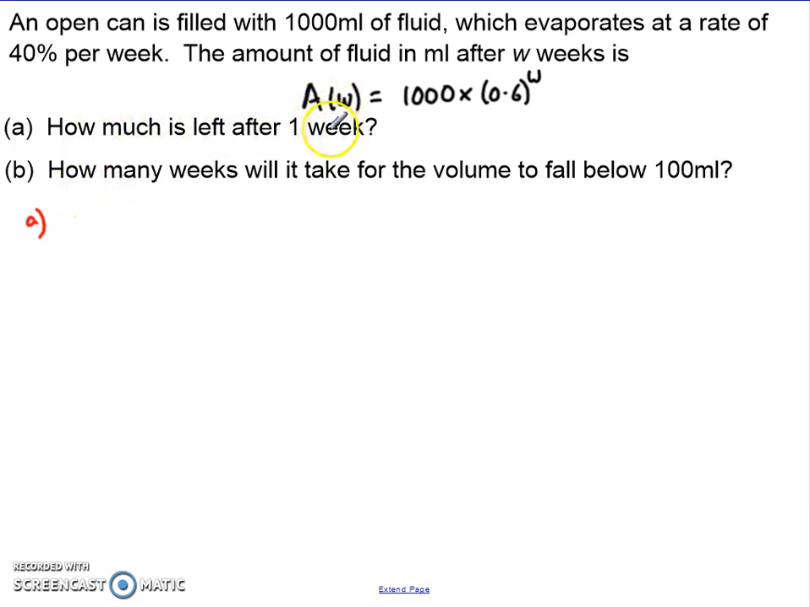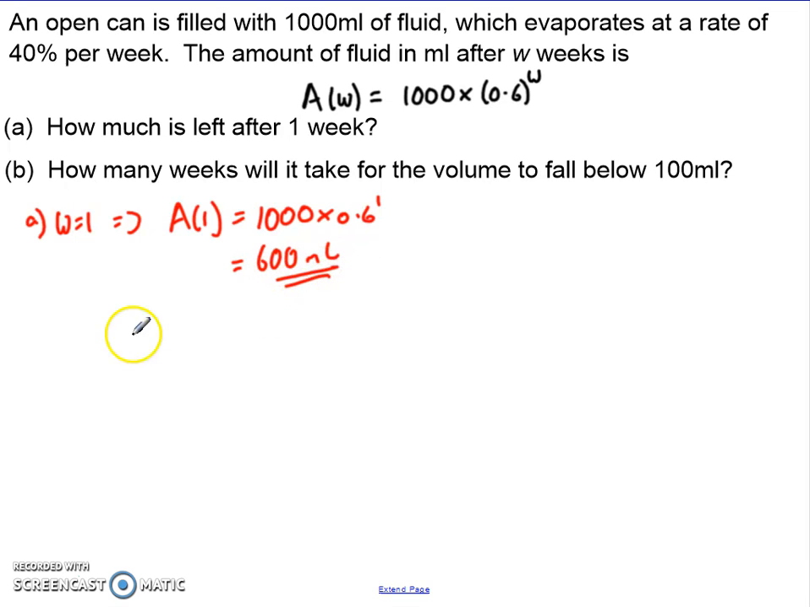Now how much is left after 1 week? We know W is the number of weeks, so in this case, W equals 1. We want how much is left after 1 week, so we need to do A of 1. A of 1 is equal to 1000 times 0.6 to the power of 1. Anything to the power of 1 is just itself, so 0.6 to the power of 1 is just 0.6. Multiply that by 1000 and we get 600 millilitres left. So it's 600 millilitres in the can at the end of the first week.